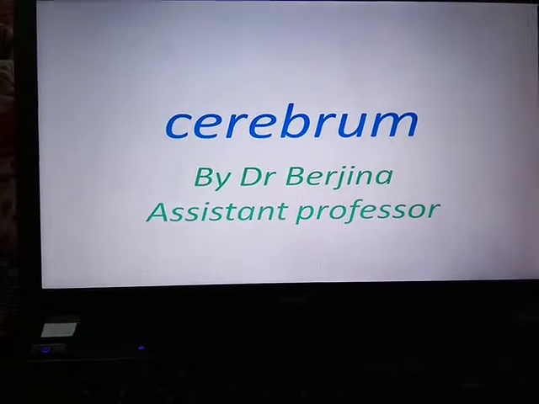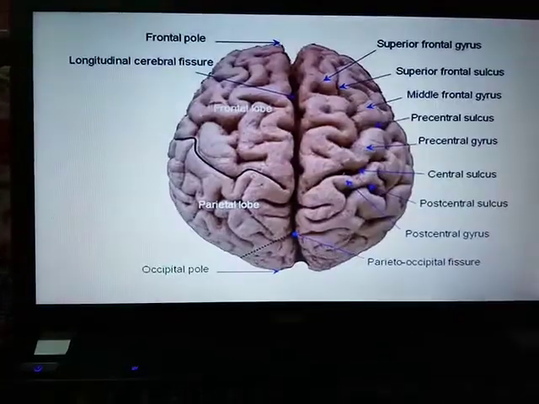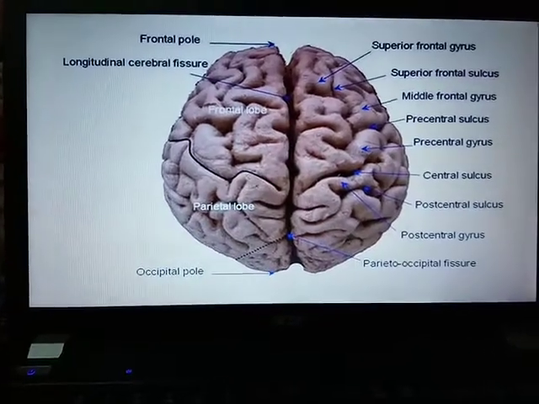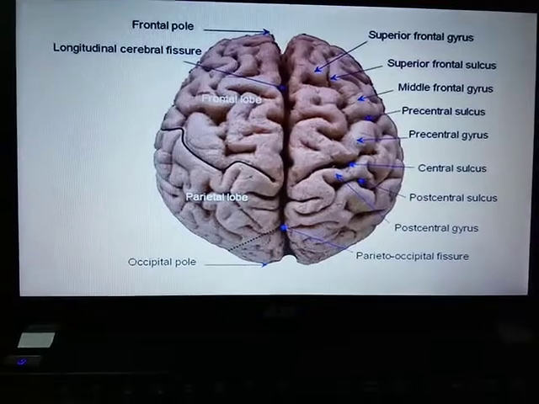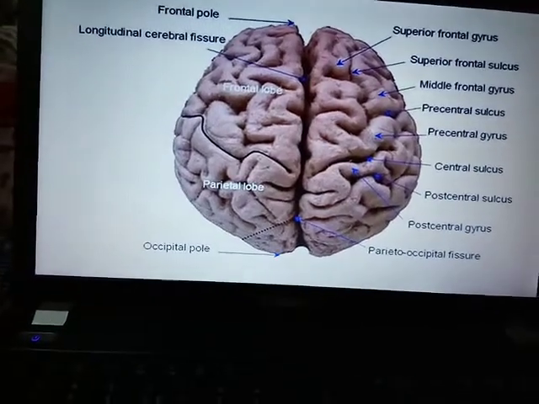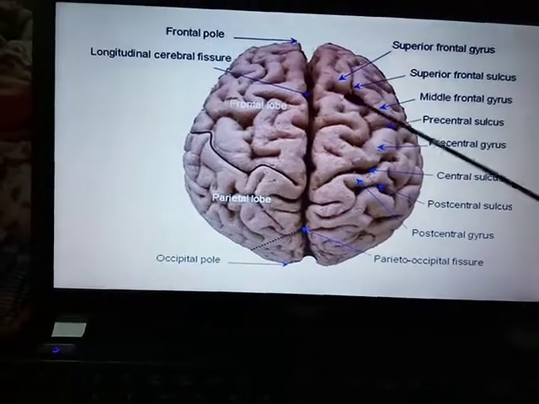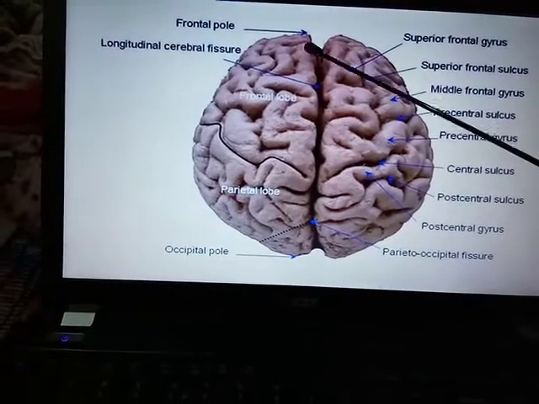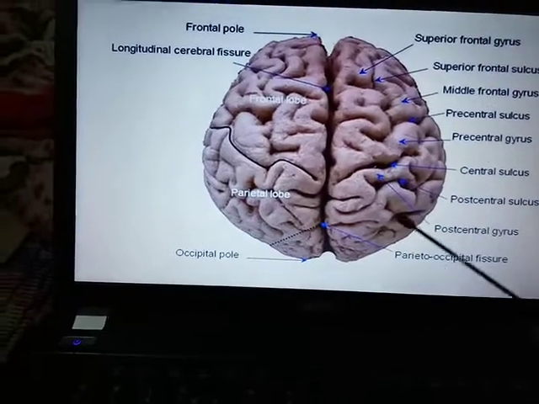I'm going to present the cerebrum. Now, what is this cerebrum? It is the largest part of the brain, which is present in the skull. As you can see in the picture, it is ovoid in shape, and it has two hemispheres. This is the left cerebral hemisphere, and this is the right cerebral hemisphere.